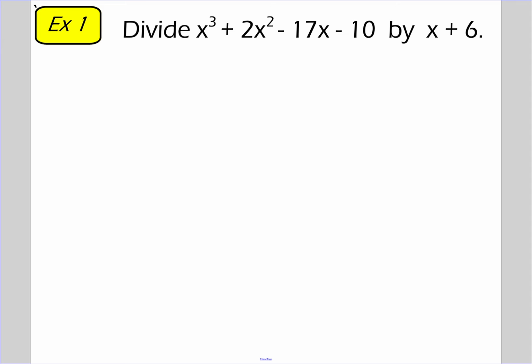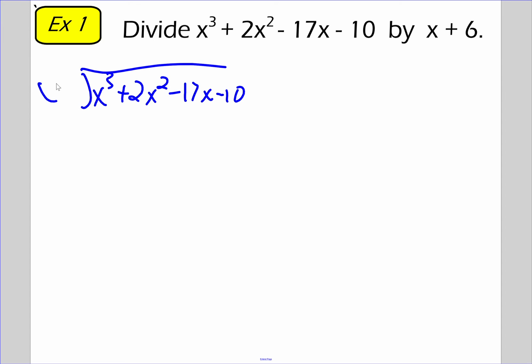So let's take a look at an example with polynomials. We're going to go through a couple different processes here. First, we'll start with the long division. We want to divide x cubed plus 2x squared minus 17x minus 10 by x plus 6. So we ask, what do we have to multiply x by to get x cubed? The answer is x squared. That goes above the x squared term.